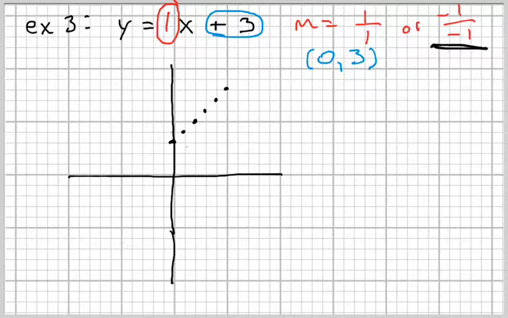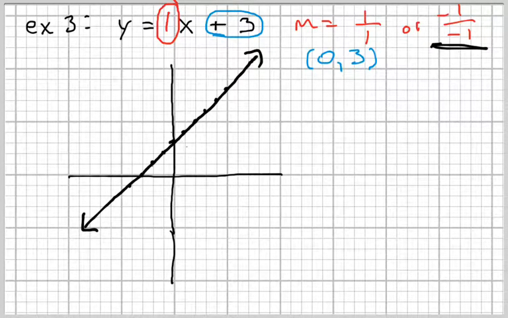Now we need to go back and use this one. Going back to my y-intercept, I can go down 1 and in the negative direction 1. Down 1, negative direction 1. Fill up your graph, and then we have really enough information to make an accurate line. Here is the graph of our line y equals x plus 3.